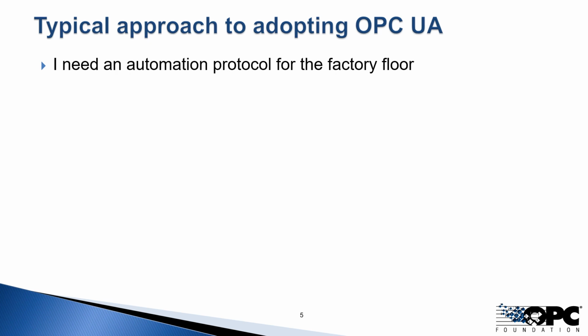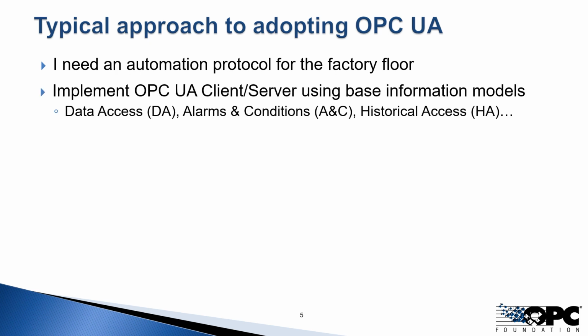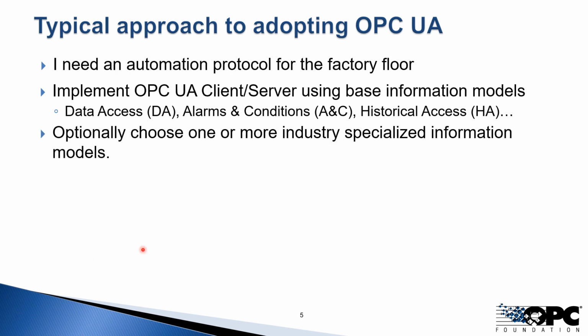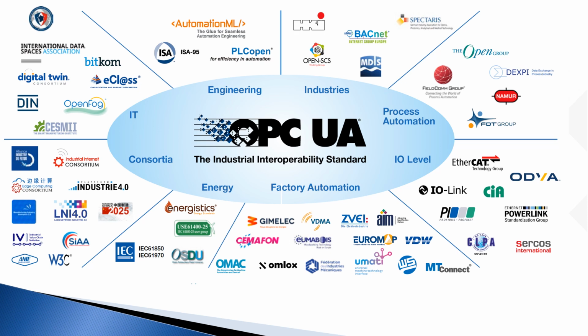Once they've done this, typically what will happen next is they will implement a UA client or server. They'll choose one or more base information models that we offer that have been in the UA specification since the beginning: data access, alarms and conditions, historical access. And maybe they'll even go so far as to choose an additional information model from our catalog of industry information models, of which there are many. If you look at all of the organizations that OPC Foundation has partnered with over the years, we've created vertical market information models for everything from kitchen equipment, winemaking, robots, transportation, machine tools, you name it.